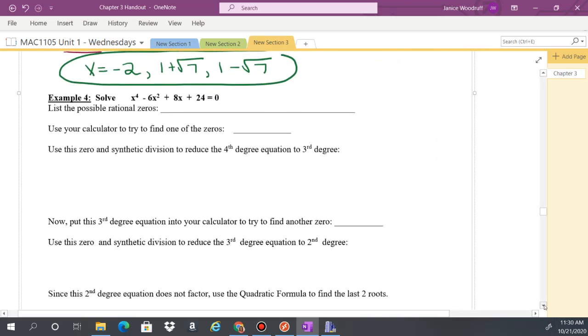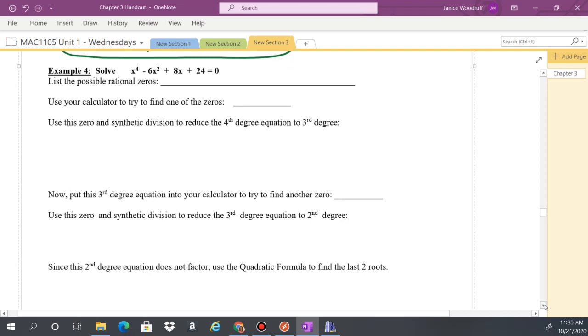So possible rational zeros: you've got a leading coefficient of 1, so you just want the factors of 24. So there's a lot of those. You've got 1, 2, 3, 4, 5 doesn't go in, 6, no 7, but 8 goes in, 9, no, 10, 11, 12, and then 24.